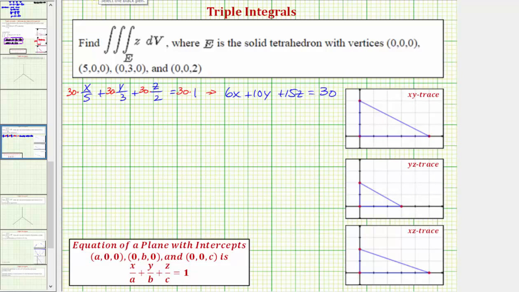So now we know that the region of integration, E, is bounded by the three coordinate planes, which are x equals 0, y equals 0, and z equals 0, and this plane here, 6x plus 10y plus 15z equals 30. And now we'll use these equations to determine the limits of integration. So we have the triple integral.